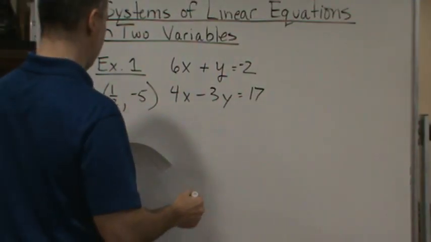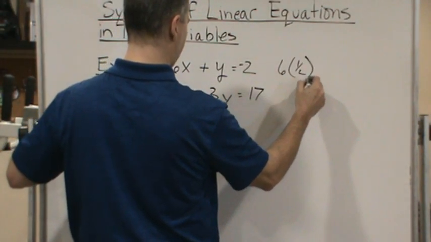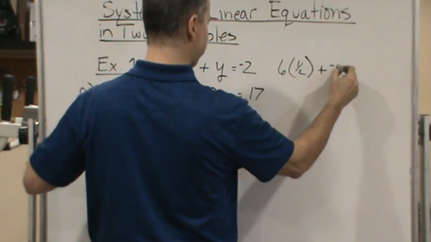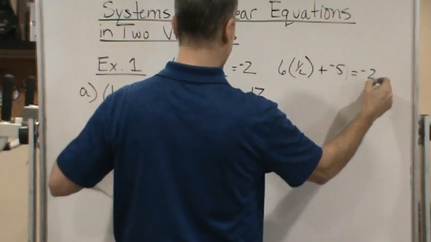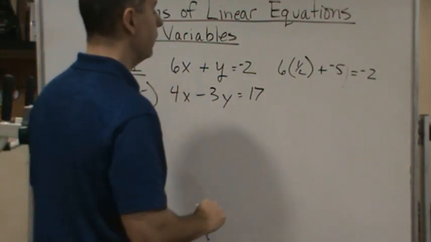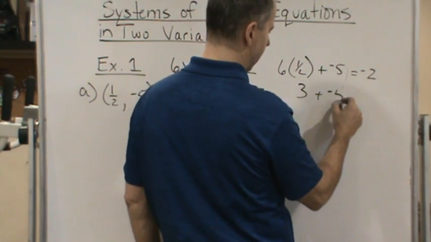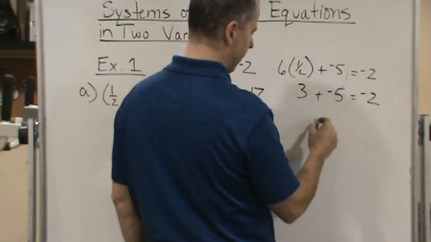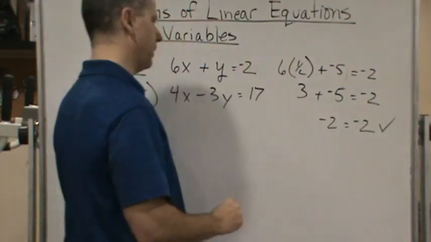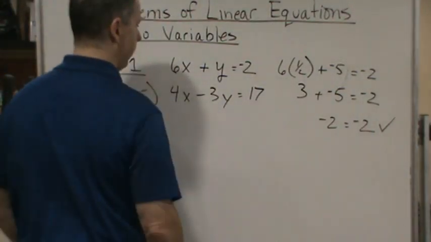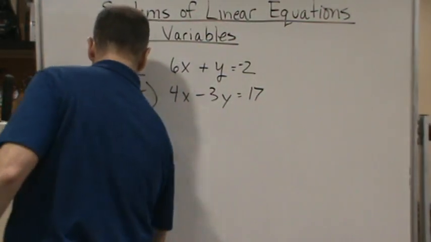So let's plug in 1/2. Here we'll plug in 6 times 1/2 plus -5 is equal to -2. If I do that, then I get 3 plus -5 is equal to -2, and here I get -2 is equal to -2. And sure enough, that's a true statement. So it worked for that one, but we're not done. We've got to now see if it works for the other one.